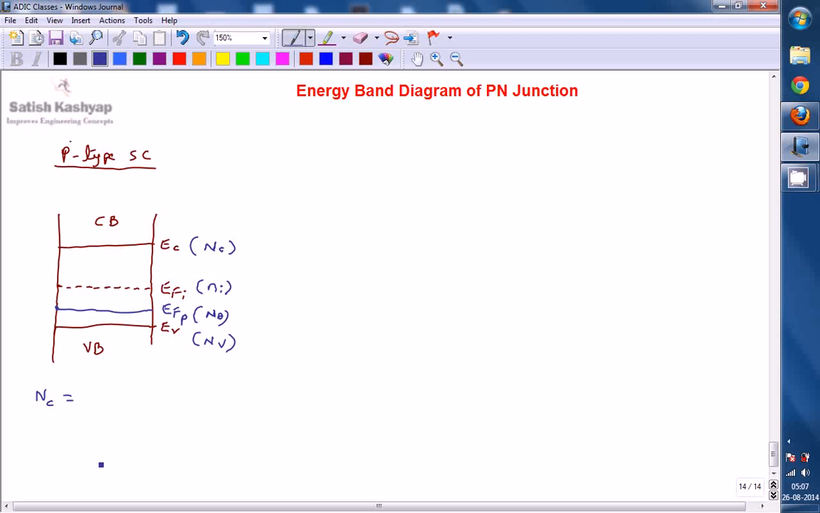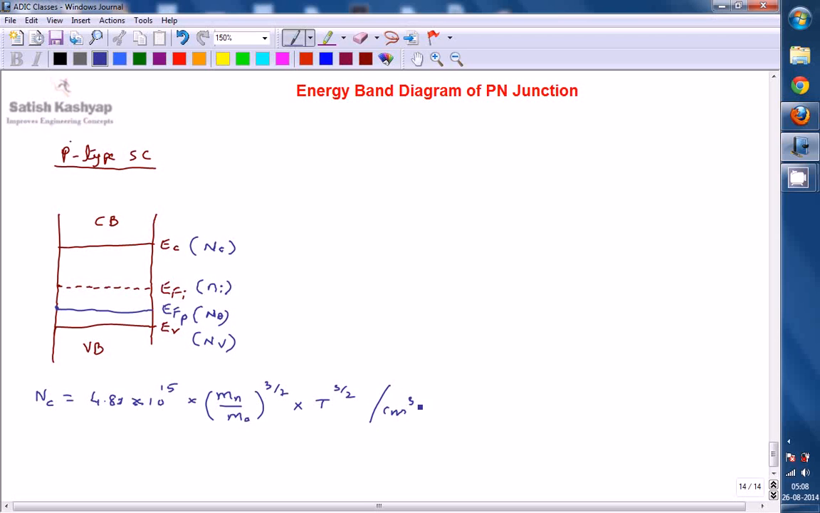4.82 into 10 power 15 into (mn by m naught) to the power of 3 by 2 into T power 3 by 2. Units are per centimeter cube. Mn is the effective mass of electron, and m naught is the rest mass of electron.